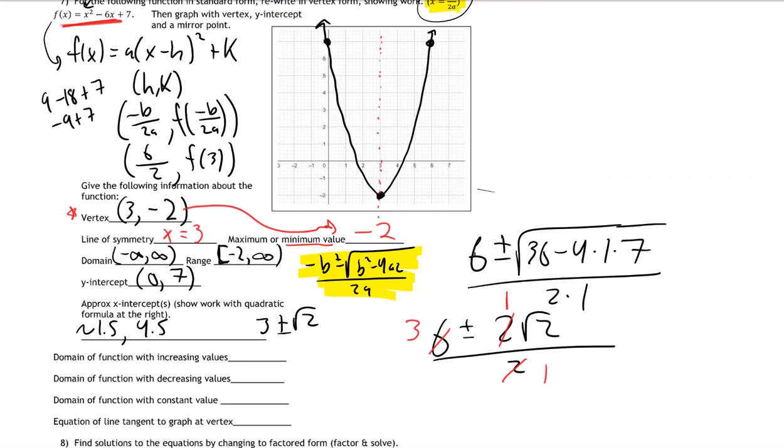Okay, increasing values is where the graph is going up. So it looks like he starts going up at 3 and then goes up forever. Decreasing values is when your graph is going down. Always read left to right like you read a book. Looks like he starts going down from the far left and keeps going down till x equals 3. Parabolas never have a flat section. They're not going to have any constant.